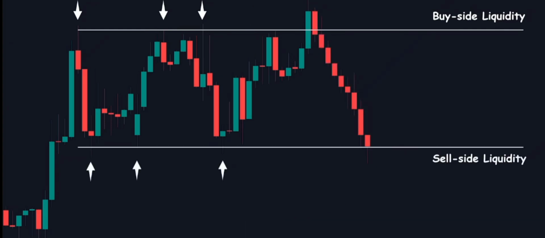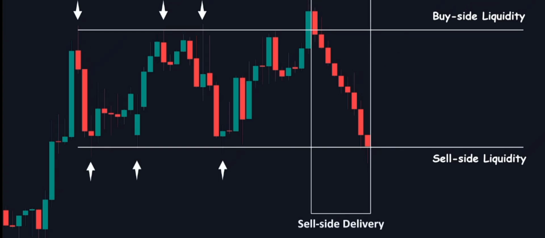Similarly, liquidity below a low or a group of lows represents sell-side liquidity. Just like in the bullish scenario, when the price gets close to this level, bullish traders might go long or protect their previously opened long positions. On the other hand, breakout traders may go short if the price breaks below this level. The sudden price movement designed to grab this liquidity is called sell-side delivery.